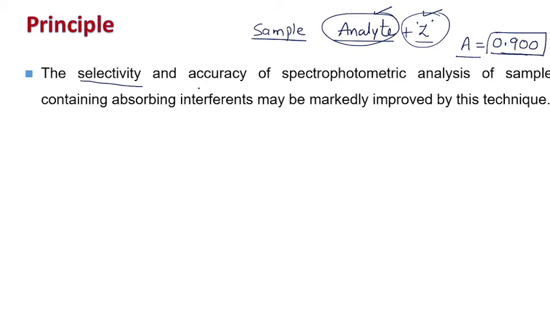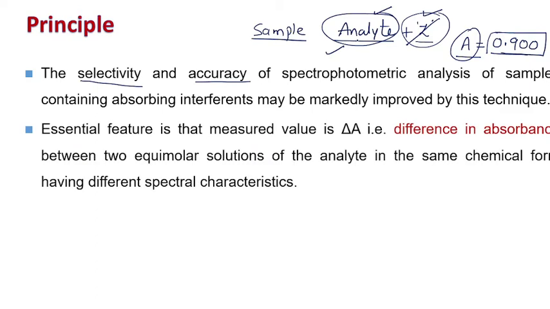By utilizing this method, we can remove the absorbance of this interference, and then whatever absorbance I am getting is the absorbance only because of the analyte. Obviously, if your method is selective only with respect to the analyte, definitely it will increase the accuracy of the method and decrease the absorbance of the interference. So this is the main advantage of the difference spectroscopic method.